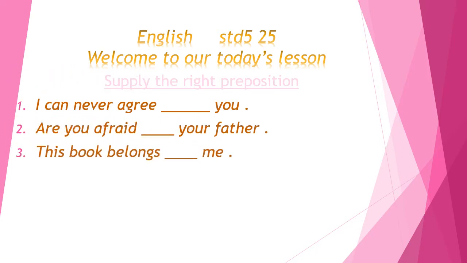The next one is, this book belongs dash me. Belongs takes the preposition to. So we say, this book belongs to me. Meaning, I own this book. The book is mine. So we say, this book belongs to me. Belongs as a verb takes the preposition to.